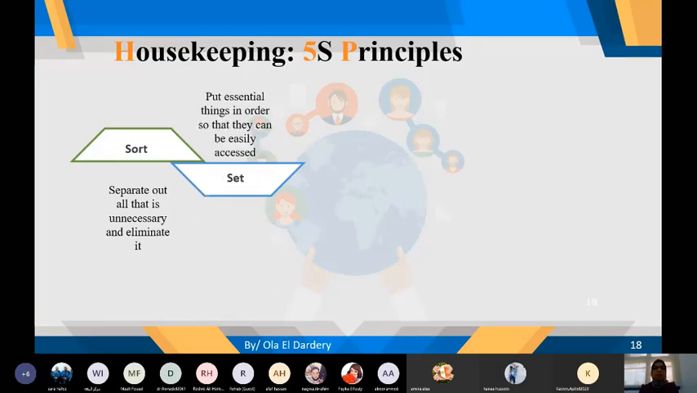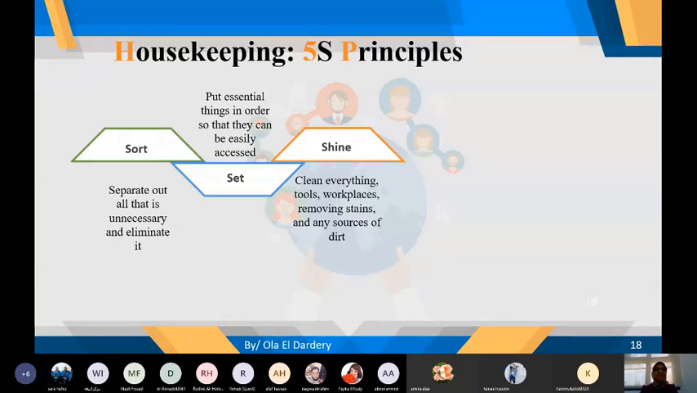Right, second, we have set. And set is about putting the essential things in order so that they can be easily accessed. And this is what we meant by categorizing. So an employee every morning would have to go over all of his files and then start categorizing them. A professor in a university would have to organize what he has to do in a day from the beginning of the day. So he puts the essential materials on top, and then following that, the less essential things, and so on.